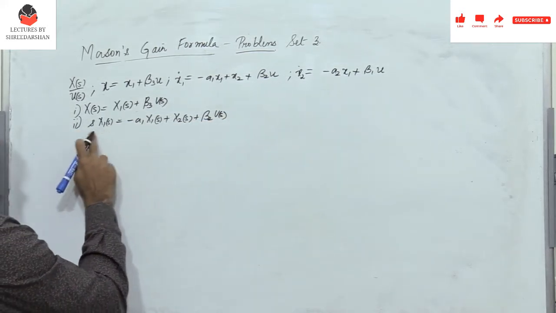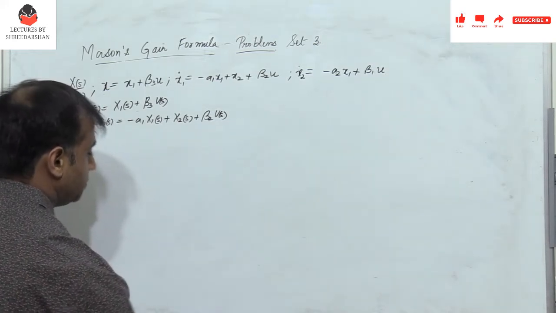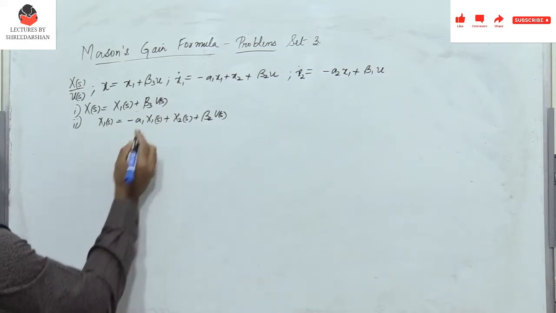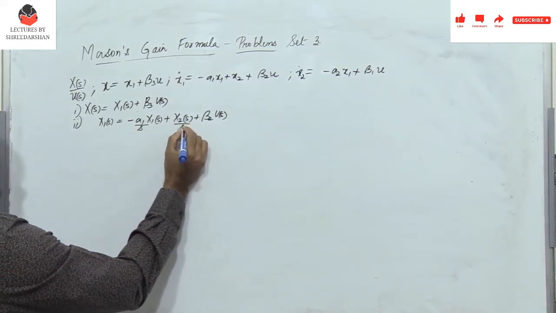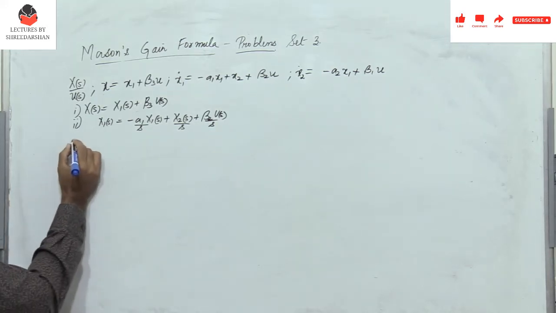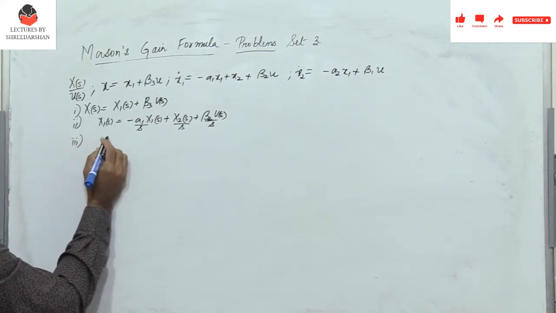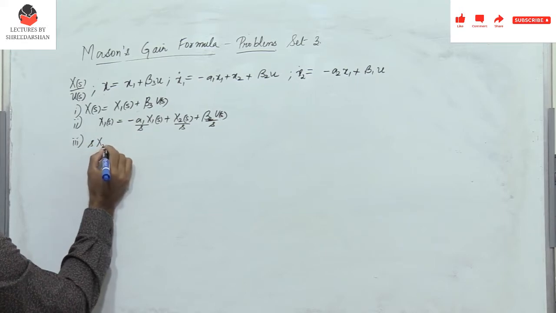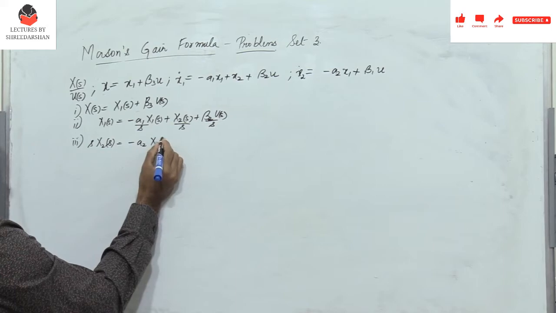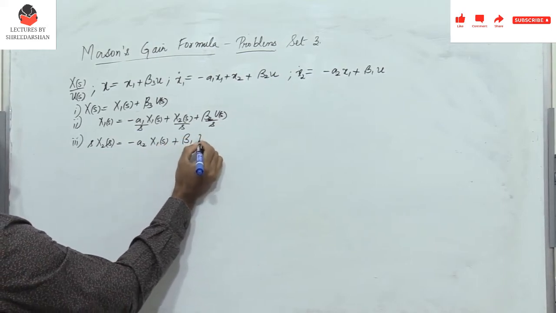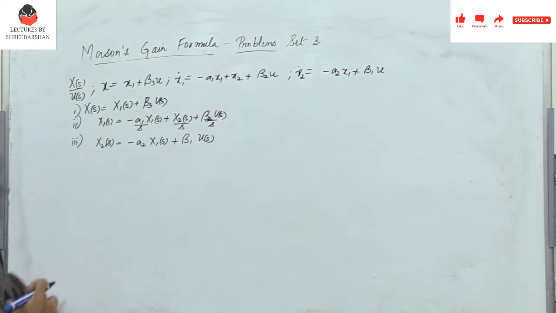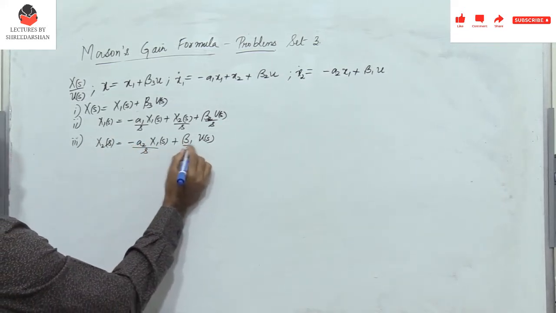Alright, or if I take S to the RHS, I have all these 3 expressions which get divided by S. So I'll write it as by S here. Alright, and then 3, I have S X2S equals minus A2 X1S plus B1 U of S. So again I bring S to the RHS. So both these terms get divided by S.